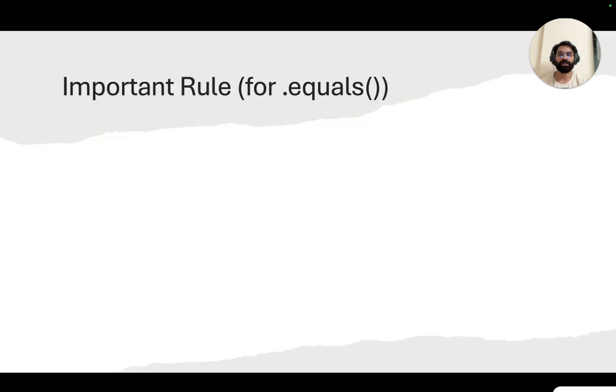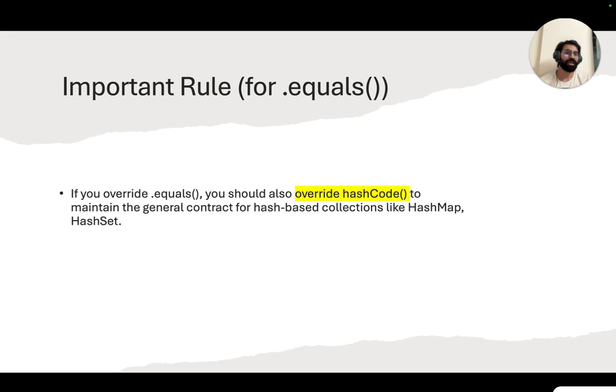The important rule about the .equals() method is that if you override .equals(), then you should also override hashCode, to maintain the general contract for hash-based collections like HashMap and HashSet. We are going to see later in this video what the contract between equals and hashCode is.